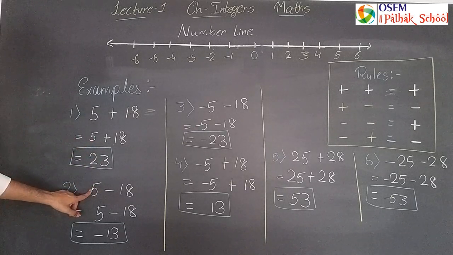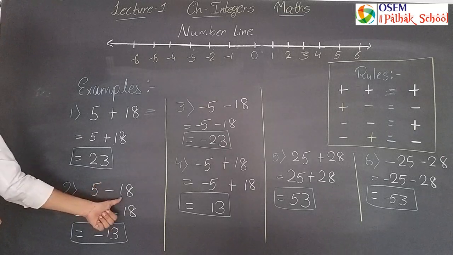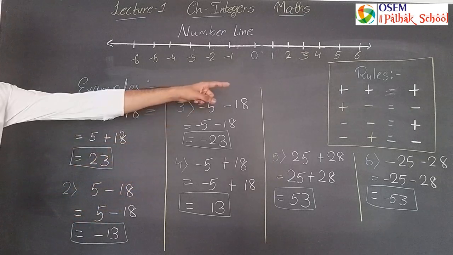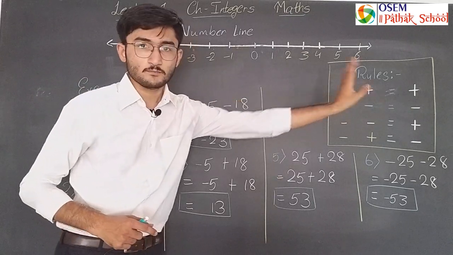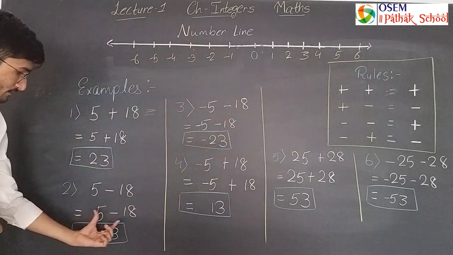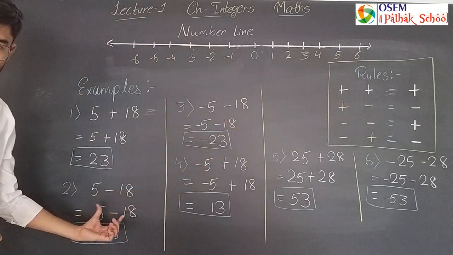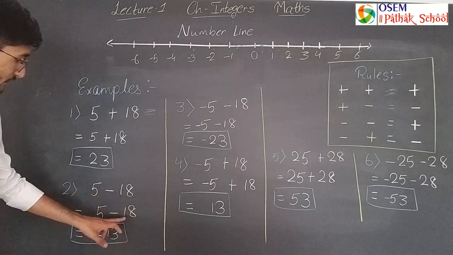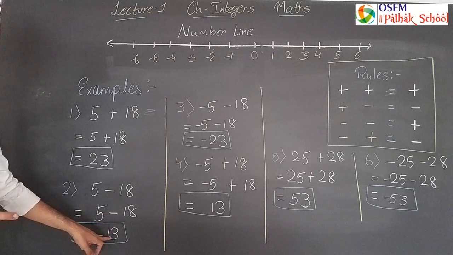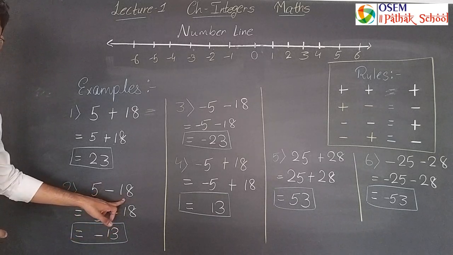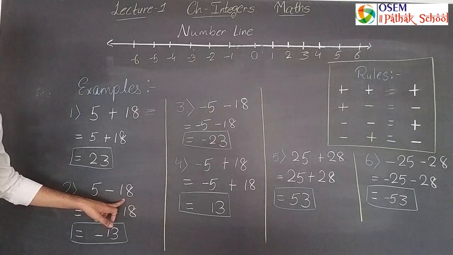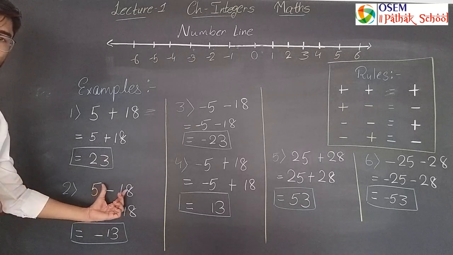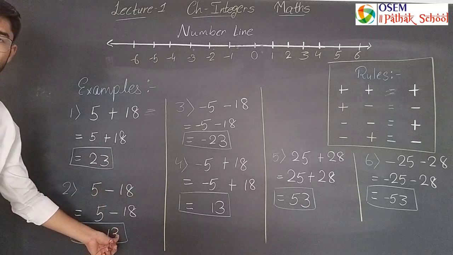Example number 2: 5 minus 18. Here one is plus, another one is minus. So plus minus is minus, right? Now subtract the numbers. 5 minus 18: you have to subtract the smaller from the bigger number, that is 18 minus 5, which is 13. Now what about the sign? 18 is the bigger number, and we have to keep in mind that the sign is always of the bigger number. 18 is the bigger number and its sign is minus. So the answer is minus 13.